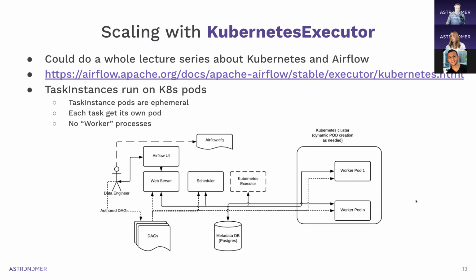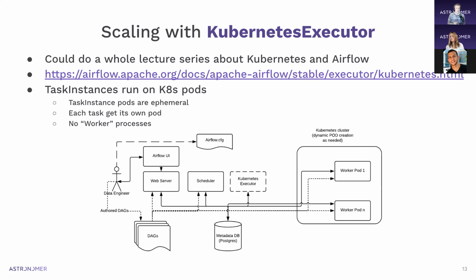Now, contrary to the Celery executor, the Kubernetes executor is running tasks as individual pods on a Kubernetes cluster. And so these task instance pods are ephemeral, just like Docker containers. In fact, oftentimes they are Docker containers that run on pods. Each task gets its own pod, like I said, and there are no dedicated worker processes. We have an individual pod for each individual task.